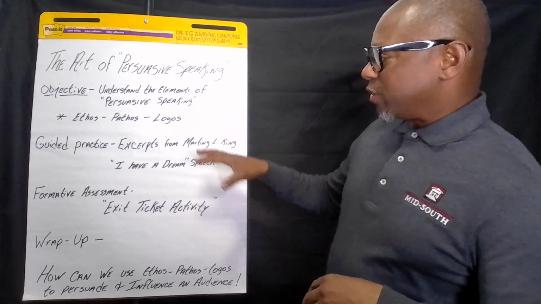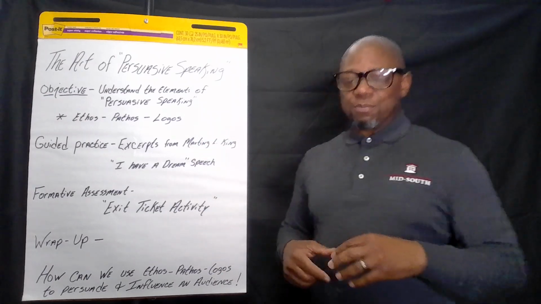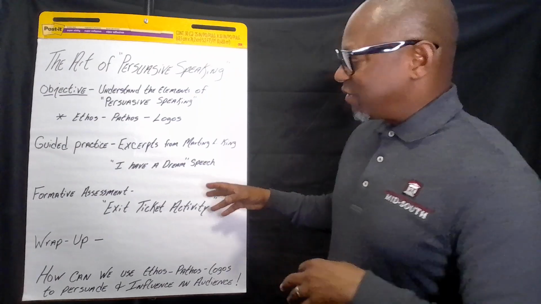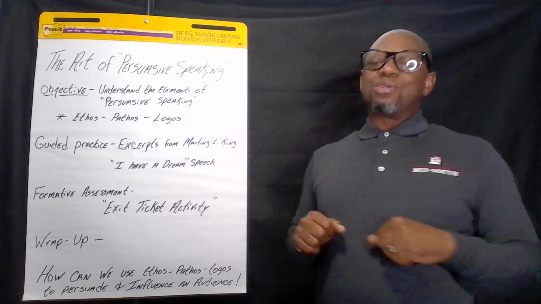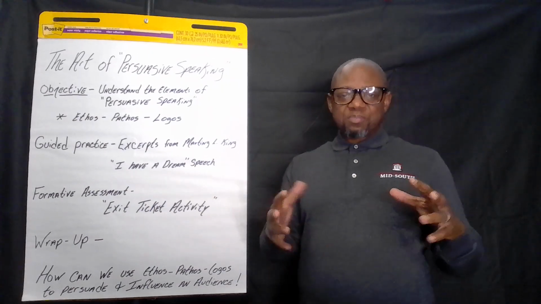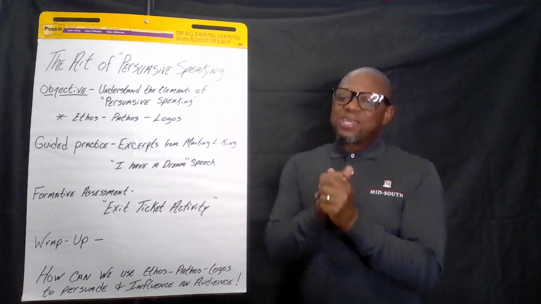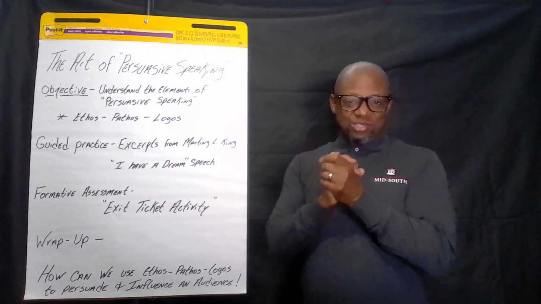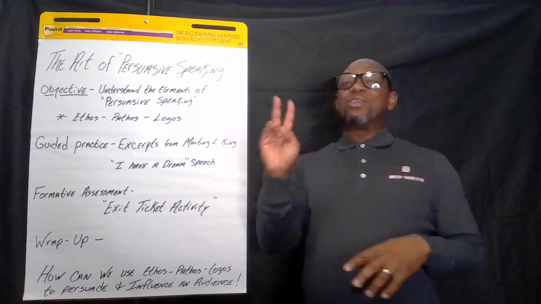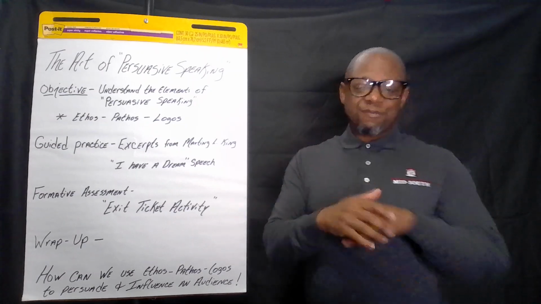Another area that we'll talk about, for our formative assessment, we'll use an exit ticket activity. I'm going to give you two options. I'll give you a question, and you'll respond back to that question. The first option is, what is one thing that you learned about persuasive speaking today? So you can respond to that. Give me just one thing. If you want to do two, that's fine, but at least one thing that you learned today about persuasive speaking.